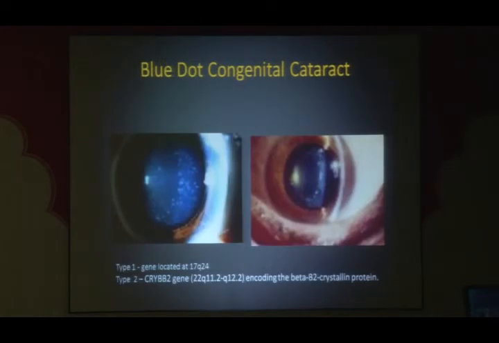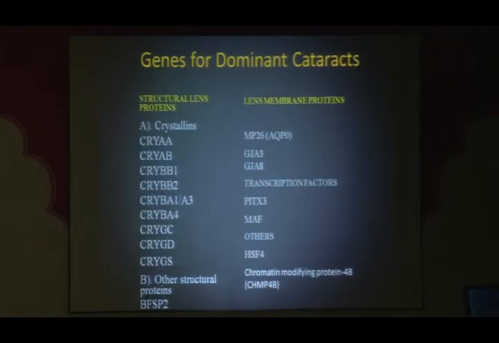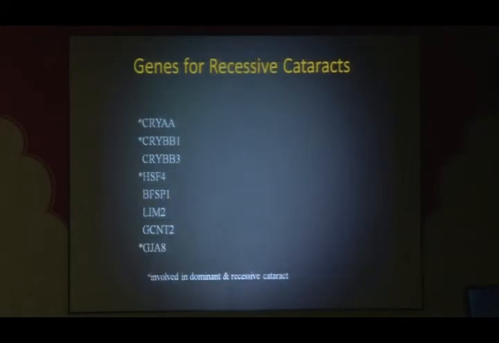And the blue dot congenital cataract, still from other areas. And here are the genes for the dominant cataracts. There's a lot of them. You have those that are within the lens protein itself and the lens membrane. These are the genes from proteins itself and the membrane. And these are for the recessive. But notice that many of these genes are also in the dominant.